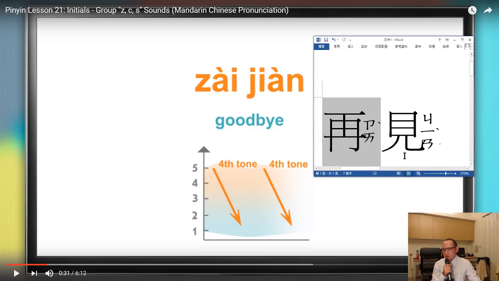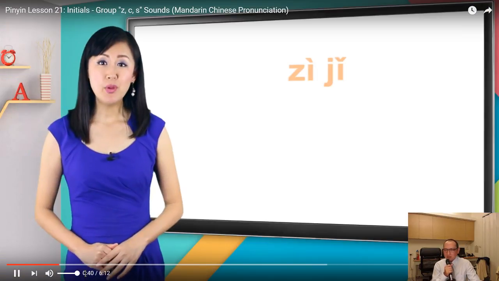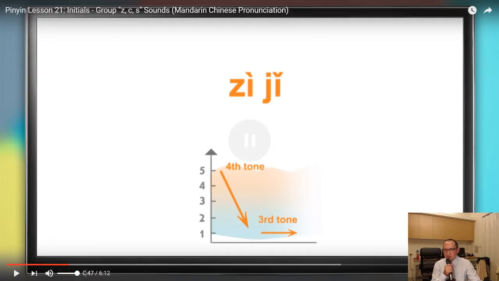Yeah, it's better now. Okay, 再见, z i 再. You see it's tone 4 and 4. 再见. Okay, let's hear what Yang Yang has to say. Do you hear the Z sound at the beginning of 再? Right. 再见. Here's another sample word that contains this initial sound. 自己. 自己.